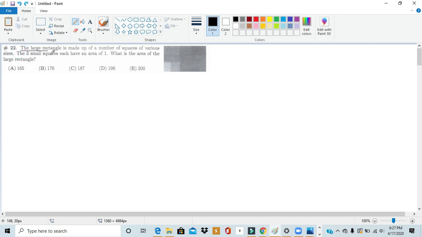The large rectangle is made of a number of squares of various sizes. The three small squares each have an area of 1. What is the area of the large rectangle? So the question gives us a diagram, and it tells us that the entire figure is made of squares. It also tells us the area of these three little squares here that hopefully you guys can see. And it tells us that each of these has an area of 1.